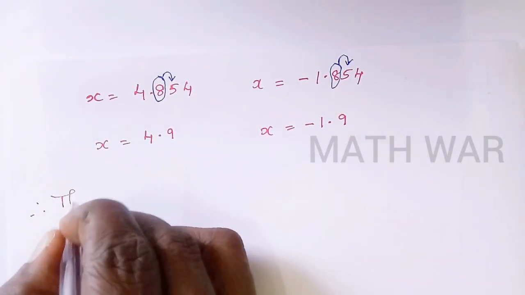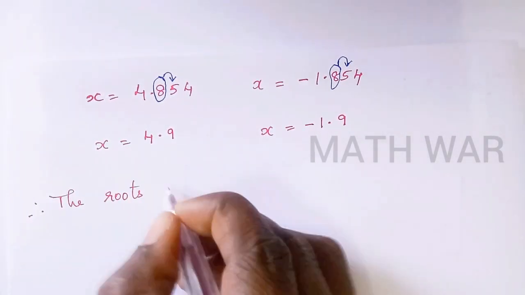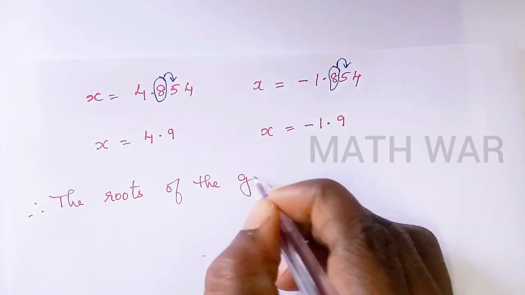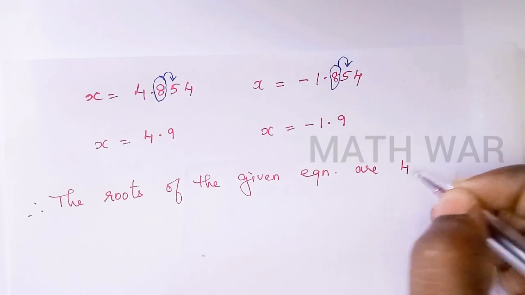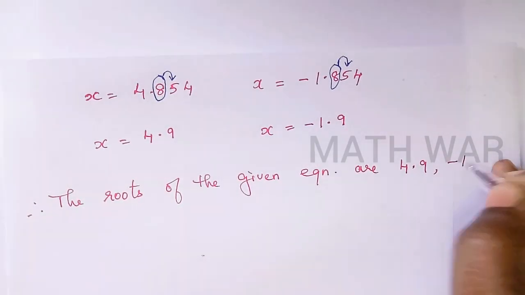Therefore, the roots of the given equation are 4.9, minus 1.9.